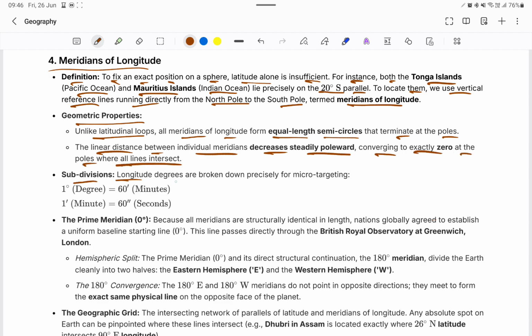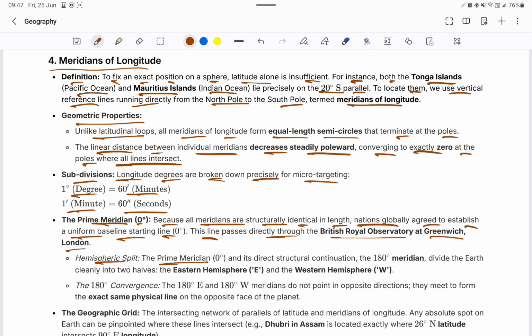Subdivision: longitude degrees are broken down precisely for micro targeting. 1 degree is 60 minutes and 1 minute is equal to 60 seconds. The prime meridian, that's 0 degree. Because all meridians are structurally identical in length, nations globally agreed to establish a uniform baseline starting line, 0. This line passes directly through the British Royal Observatory at Greenwich, London.